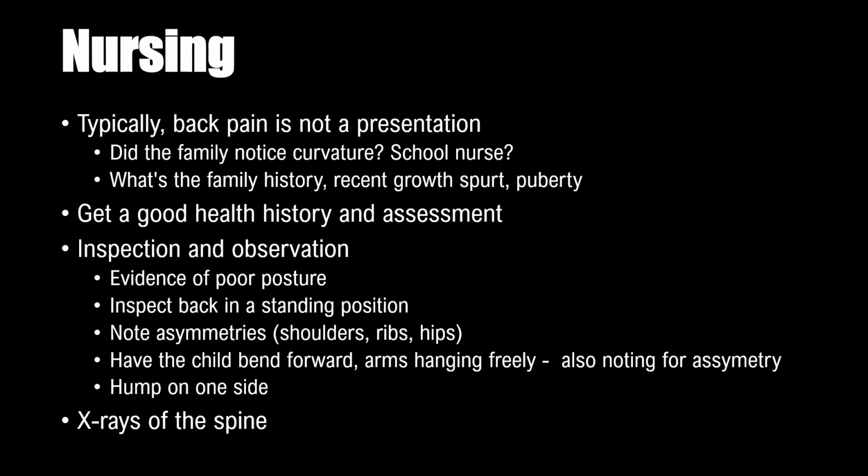And we want to inspect, right? So looking for poor posture. Inspect the back in a standing position. Are there any asymmetries noted? Is one shoulder higher than the other? How are the ribs? Is one hip higher than the other? It's really important to have the child bend forward. Arms should be hanging freely at the side, and also noting for asymmetry when the child is bent over. And this is really when we can see the rib elevation to one side or the hump on one side of the back. And we would, of course, do x-rays of the spine.